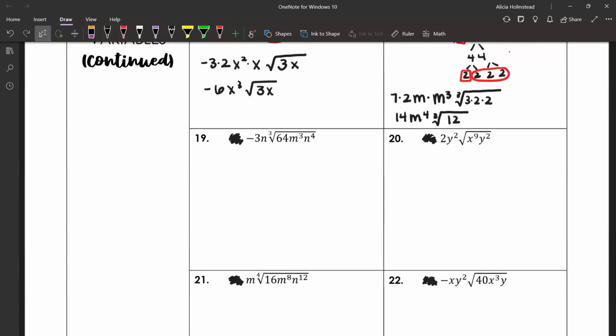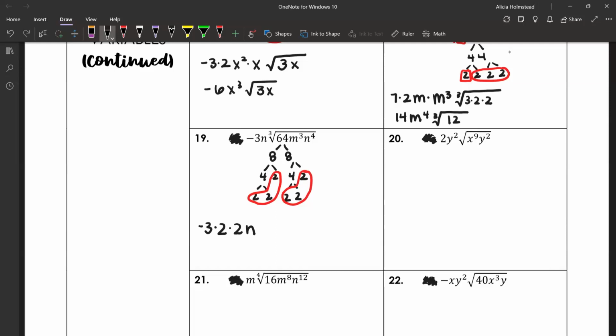Alright, so looking at number 19. So we've got that negative 3. Well, we need to break down the number inside. So 64, some factors of 64 would be 8 and 8. 8 is 4 and 2. 4 is 2 and 2. Our index is a 3, so we're looking for groups of 3. So we've got 3 2's here and 3 2's here. So we have the negative 3 that's already out front. And then we'll multiply it by a 2 from one of the groups and a 2 from the other group. And then the n that is already there.